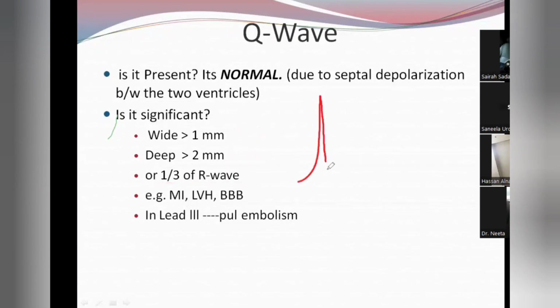Let's say this is the R wave. Let me use another marker. Okay, let's say this is the Q wave, and this is the R wave. If the Q wave is 1/3 of the R wave or more than that, we will say it is significant. It's pathological. Then it may be present with MI, usually with MI, in LVH, in bundle branch blocks. And sometimes in lead 3, when there is pulmonary embolism, a Q wave can be seen in lead 3.